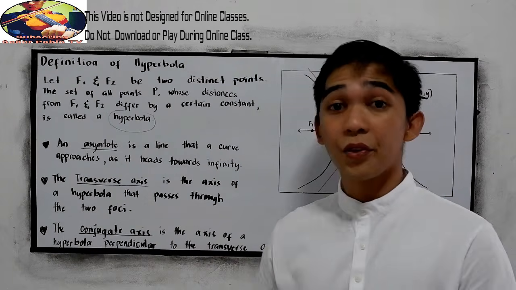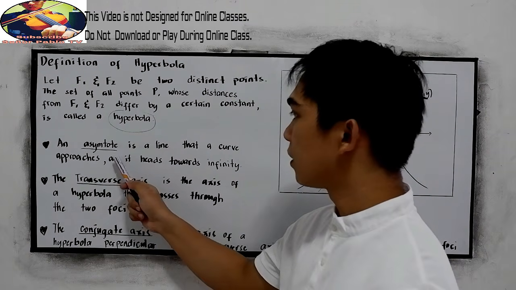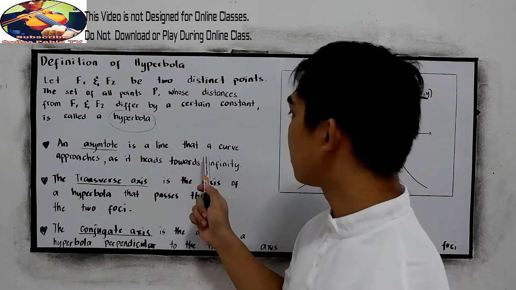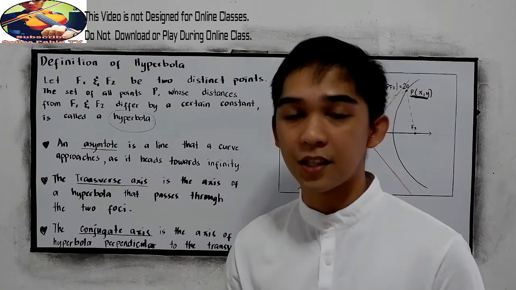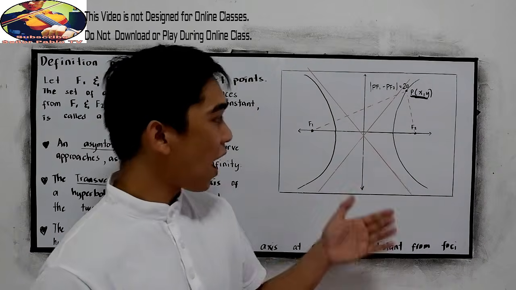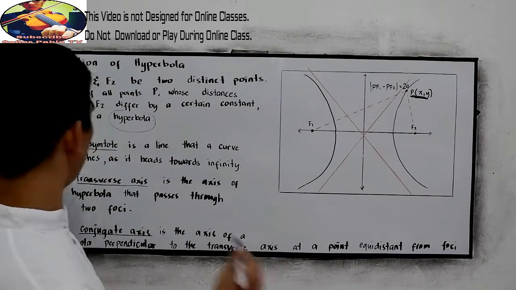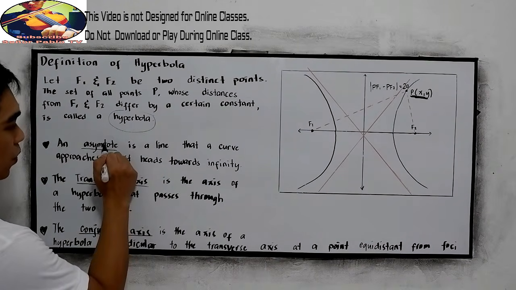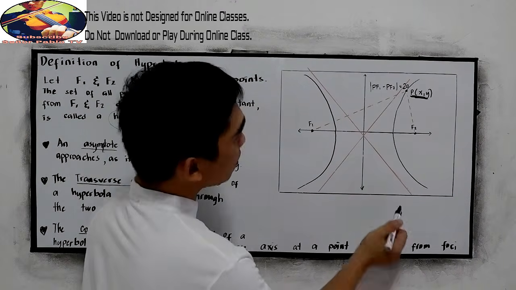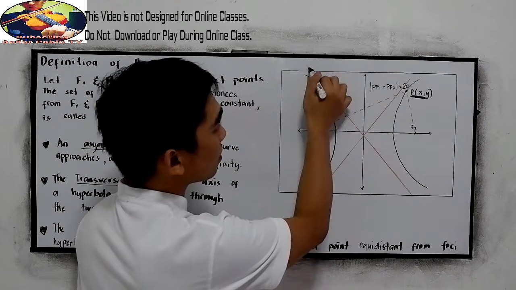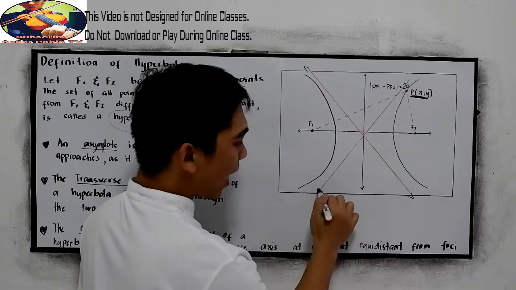You will also encounter the following terms. An asymptote is a line that a curve approaches as it heads towards infinity. So in our graph, where is the asymptote here? It should be here, the asymptote. Our asymptote is a line, so this line. So we have two asymptotes, the first line and the second line.